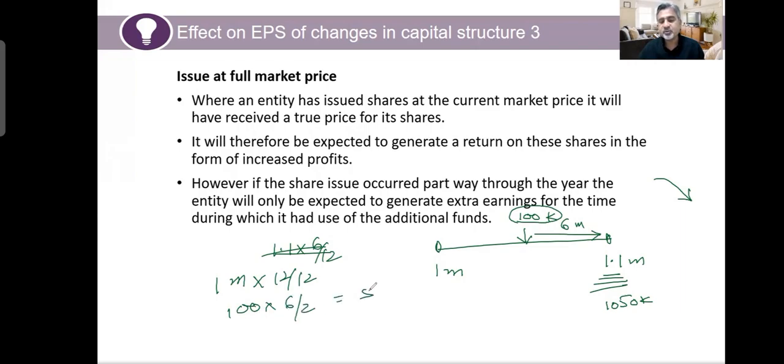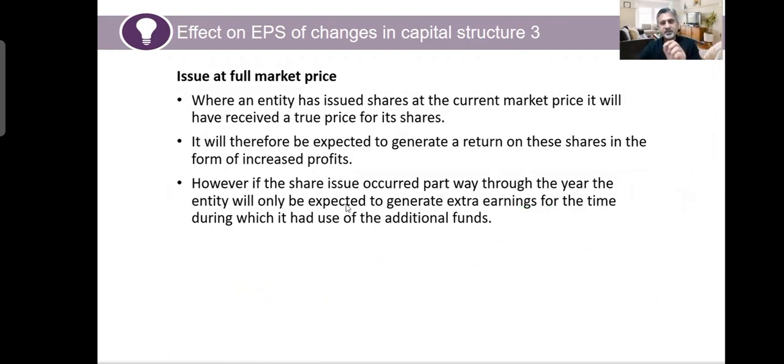And 100,000 into 6 by 12 makes me 50, and that gives me 1 million 50. So this is weighted average. And why are we doing it weighted average? Because we are using these funds not for the entire period. If we take it 1.1 million, EPS suddenly will go down, because the number of shares you have added in full, but profits are not coming for 12 months. Profit is only coming for 6 months. So this is important to understand.